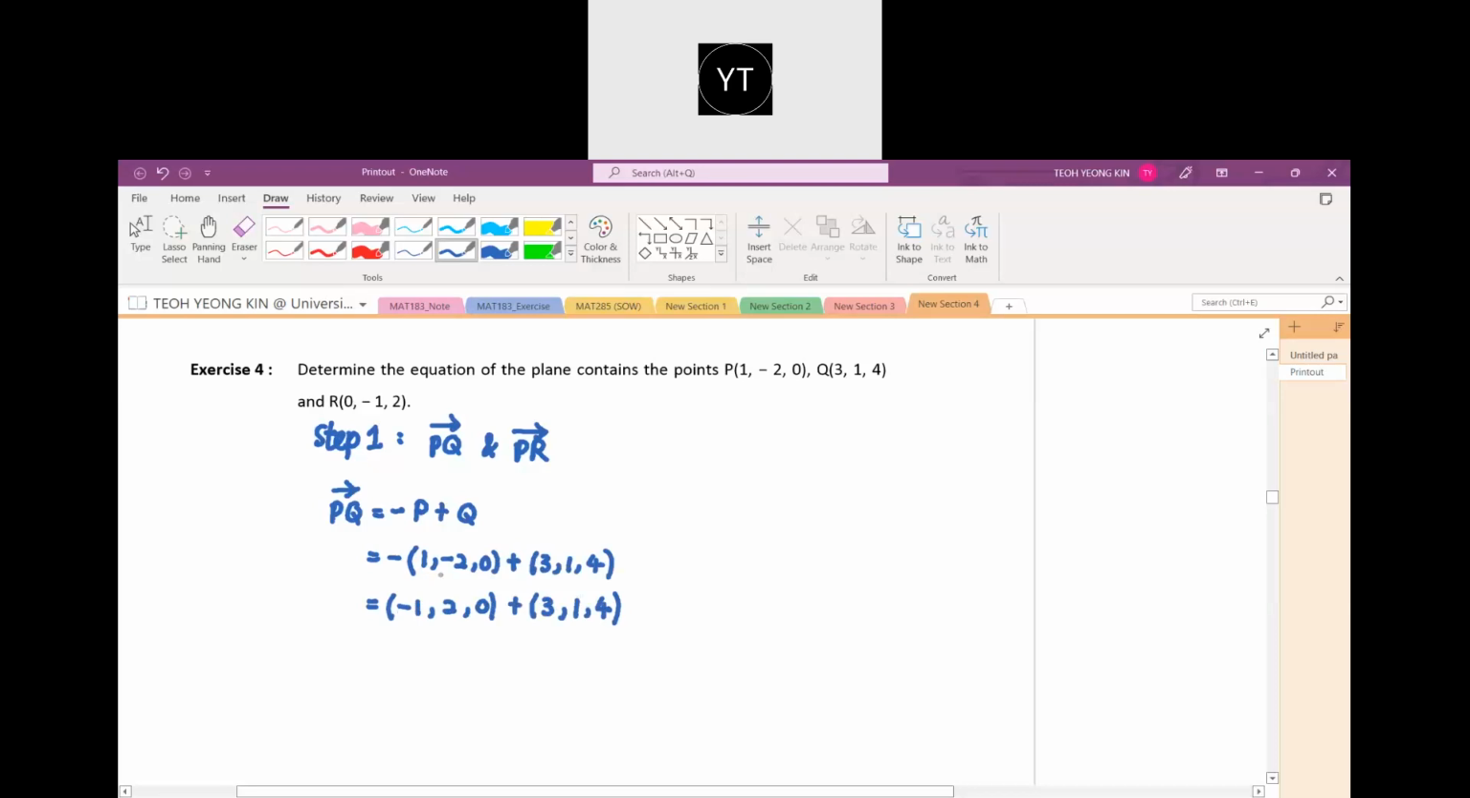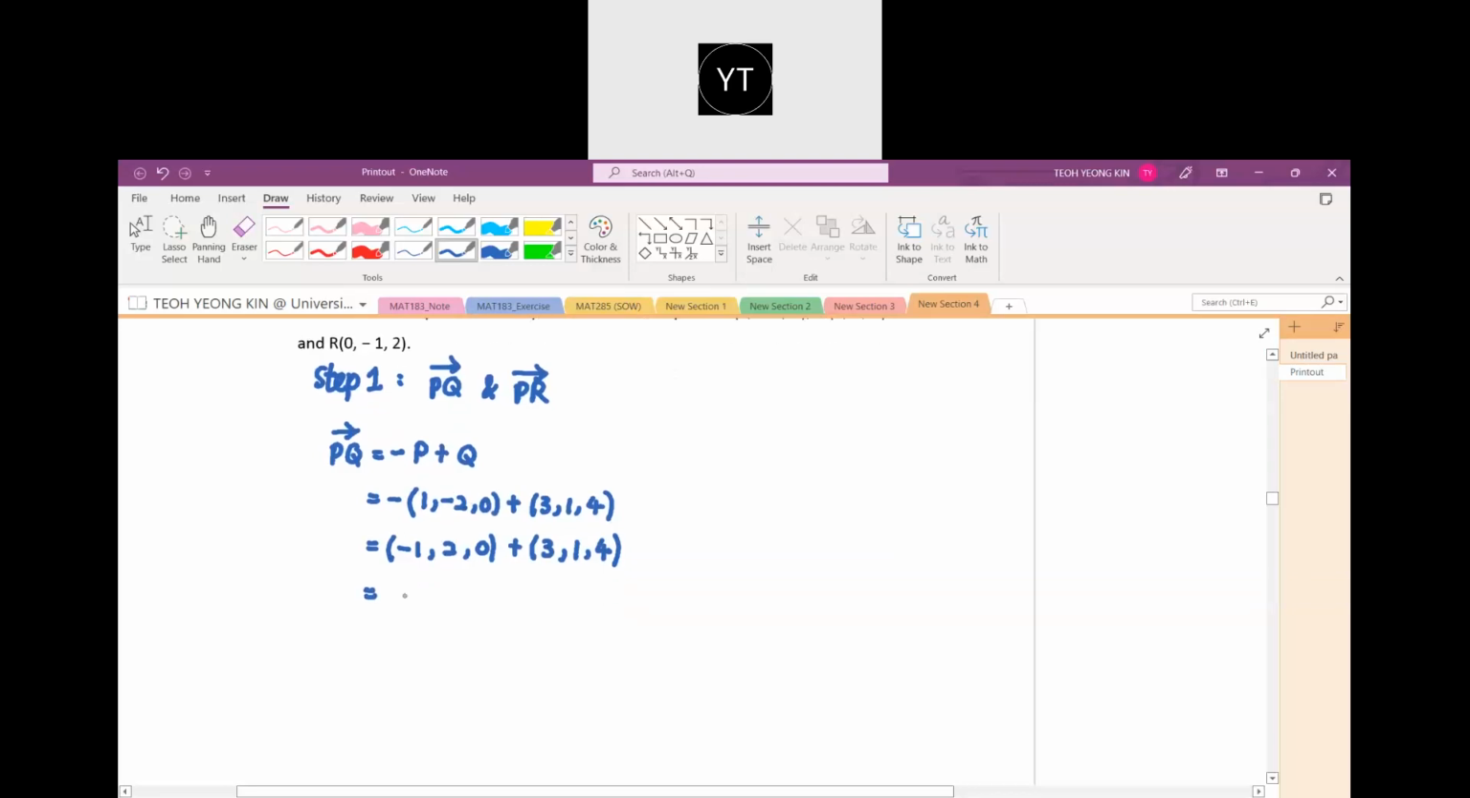So how can I get this one? I just move the negative inside the bracket. Negative 1, negative negative will become positive 2. Negative 0 is 0. So here, negative 1 plus 3 is positive 2. 2 plus 1 is 3. 0 plus 4 is 4. So this is our first vector.